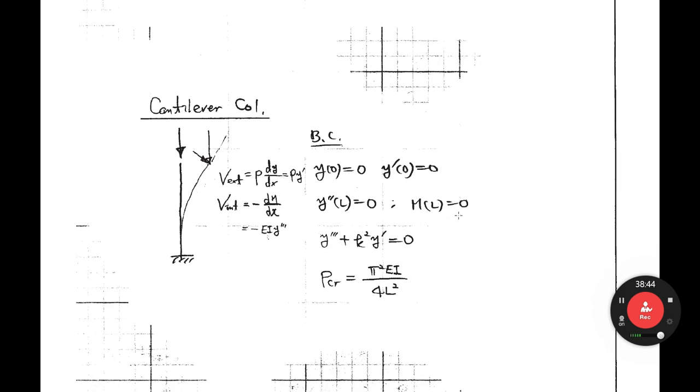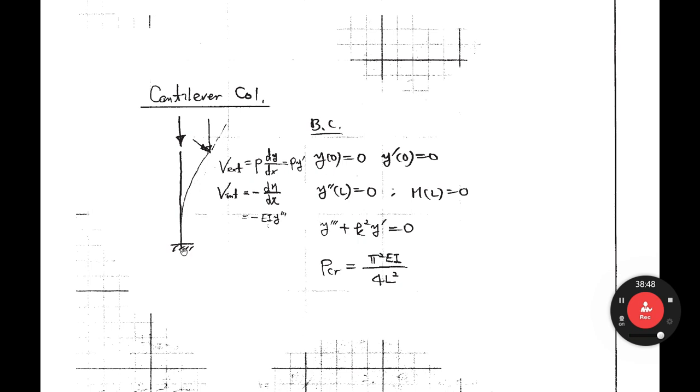However, for the cantilever column, you have the boundary conditions at the bottom: displacement 0, slope 0, right? How about the moment at the top? That is y''(L), why? EI y'' is the moment at the top, L, okay? There is no moment at the top, so it equals 0. And then now we have three boundary conditions. You need one more boundary condition. What is that? You have to establish it using some shear force.